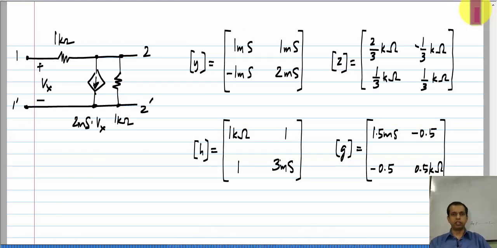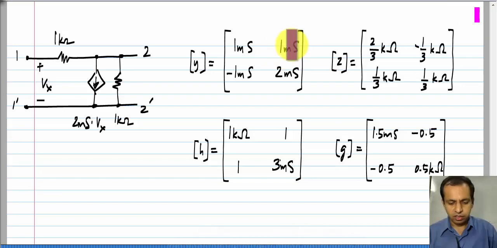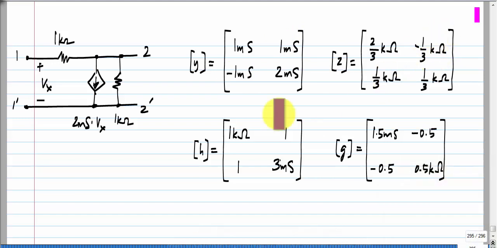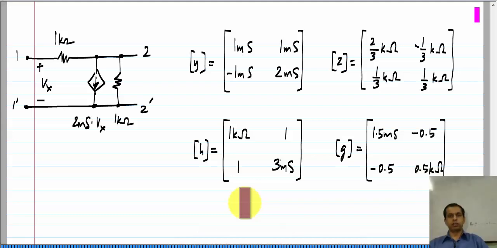For instance, this is another circuit, and in this case certainly y11 is not equal to y12, and z11 is not equal to z12 and so on. So, they have some numbers which are not necessarily equal to each other. So, there does not appear to be a special relationship between the forward and the reverse parameters in this case.